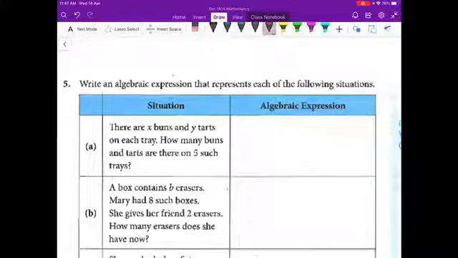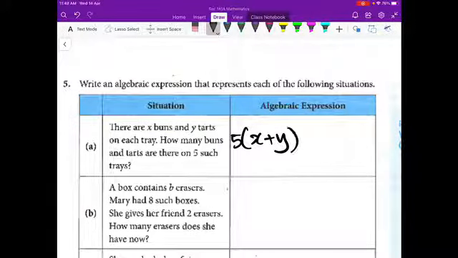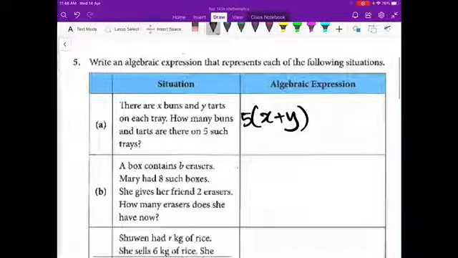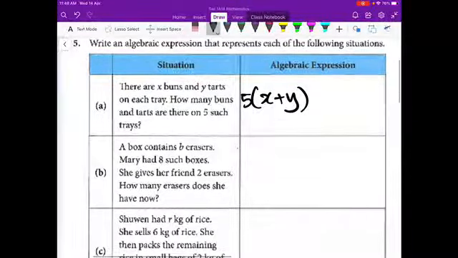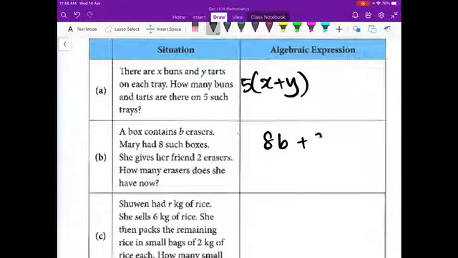Okay, let's start. X buns, Y tarts on each tray. How many buns and tarts are there on 5 trays? Answer. X plus Y. Then 5 bracket X plus Y. So you mean like this? Okay, correct. Have you done the next question? Okay, answer. 8B plus 2. Confirm. Plus or minus? Minus.